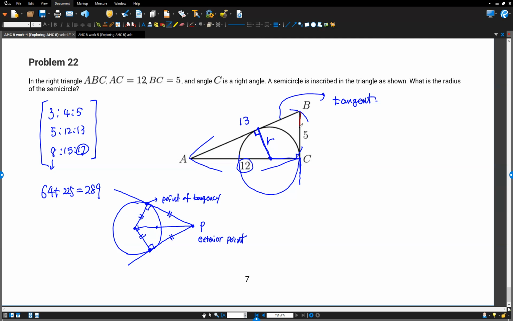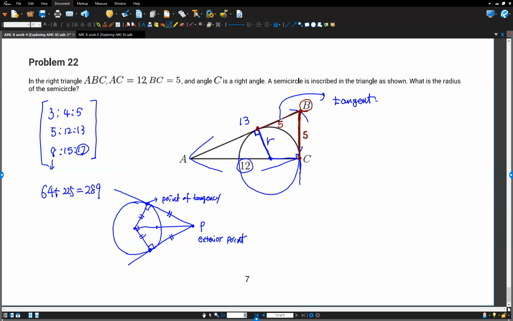This side is A up to here. That is a tangent. B is the exterior point. B is the exterior point. From this point of tangent to here is also a tangent. This length is 5. The other length is also 5. Yeah, that's true. Yes, right?